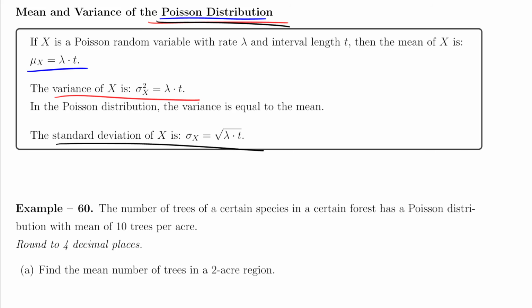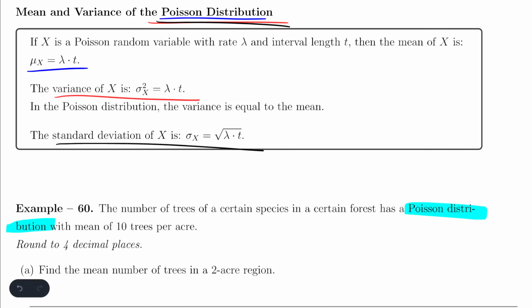Let's look at our next example. The number of trees of a certain species in a certain forest is given to be a Poisson distribution. So that means automatically we've got our probability formula from the previous page of notes that works, and these three formulas now apply because it's Poisson. And we've got a mean distribution of 10 trees per acre. They ask us to round all our work to 4 decimal places.